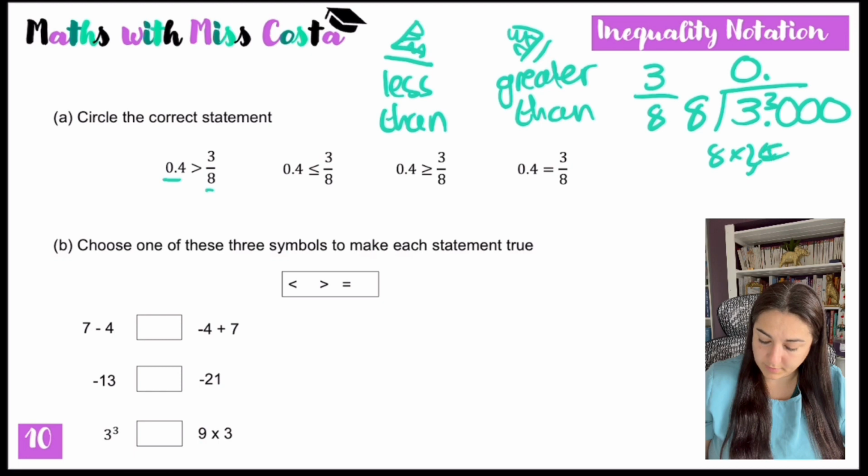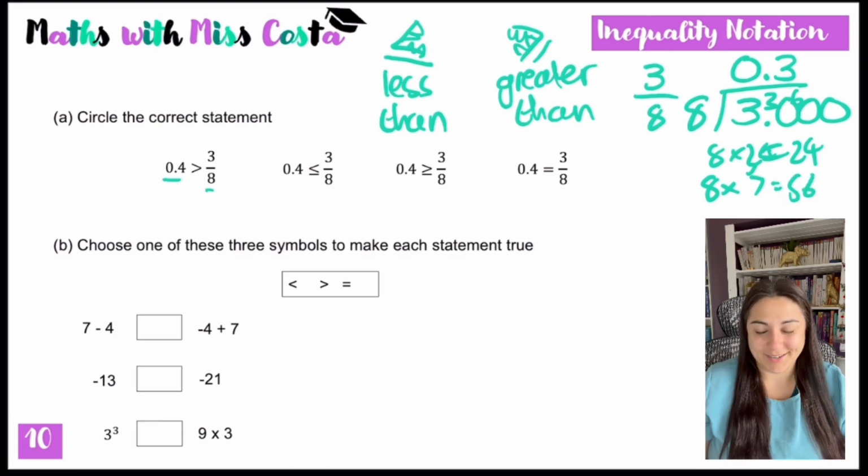Oh, times by 3 is 24. So I'd write 3 on the top and then a remainder of 6. How many times does 8 go into 60? Well, I know that 8 times by 7 is 56. I'm getting quite tired now. So that's 7, remainder 4. How many 8s go into 40? 5. So that would be 0.375.